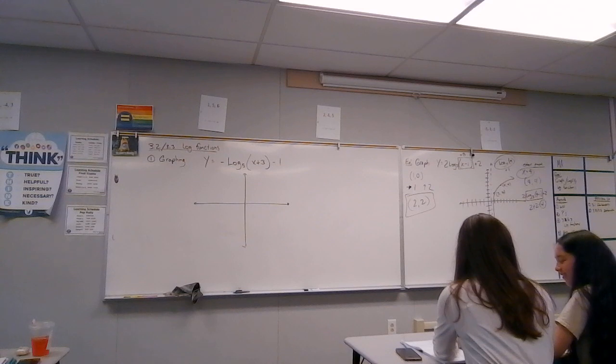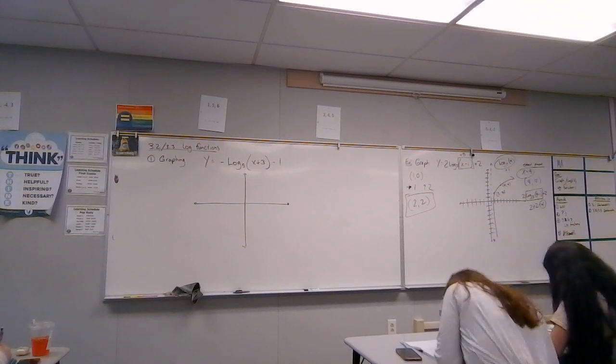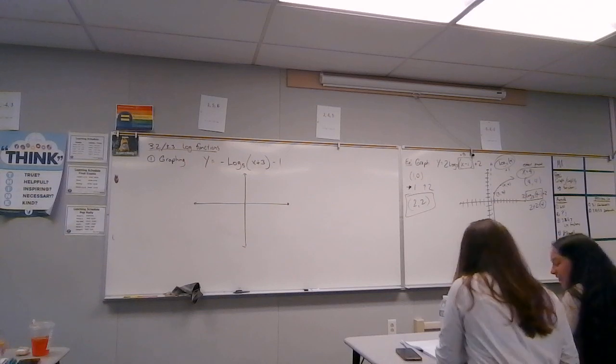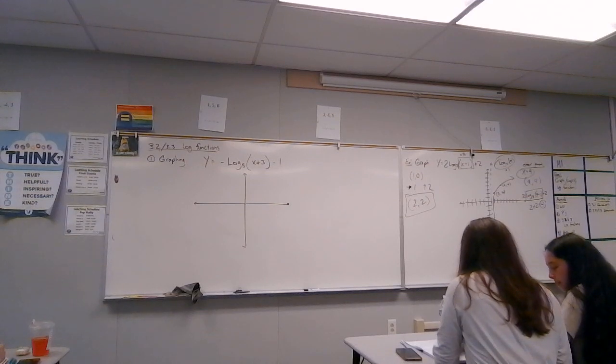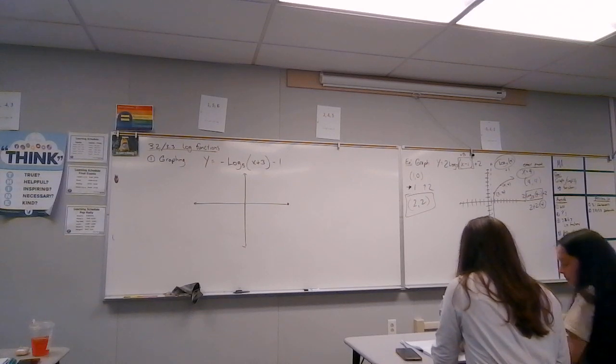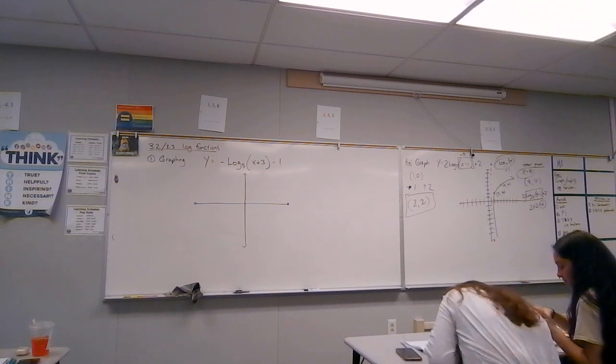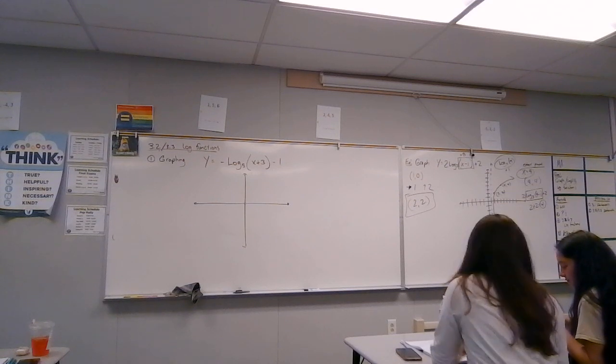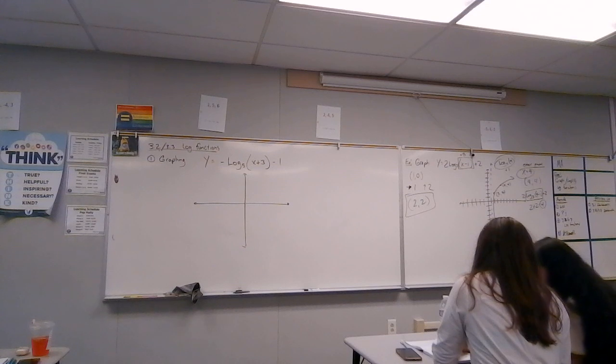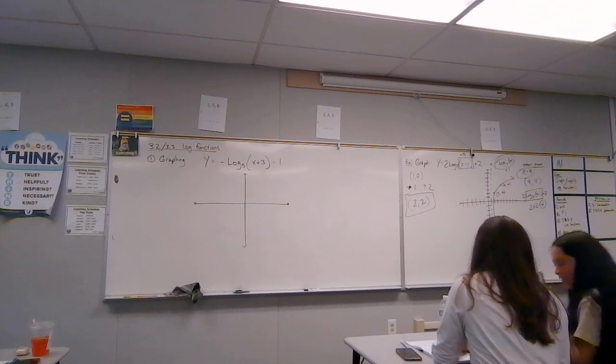Well, you always keep track of 1, 0. You don't use it, you keep track of it. So you ask yourself, where does 1, 0 end up when you're doing all the transformations? Logs, yep. Exponentials would be 0, 1.